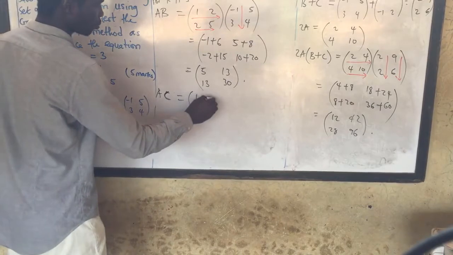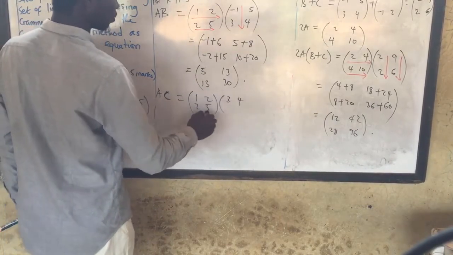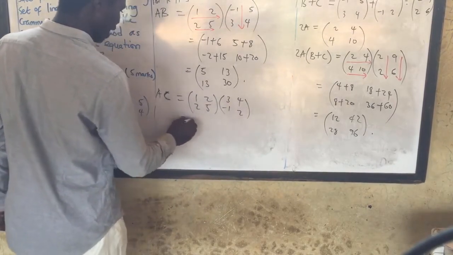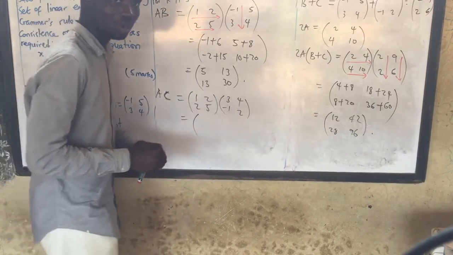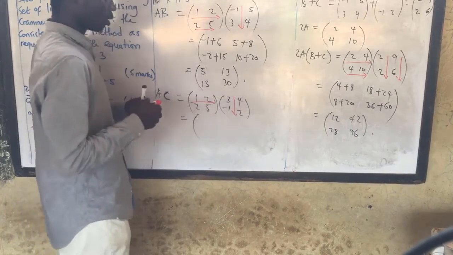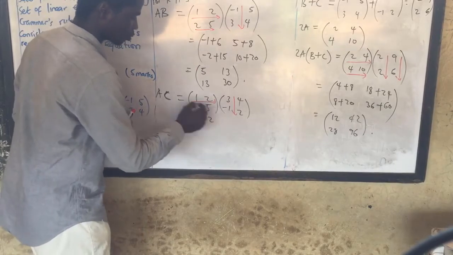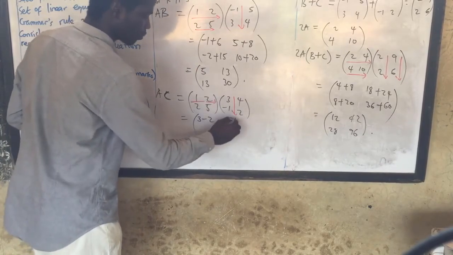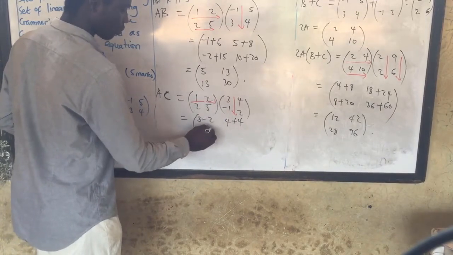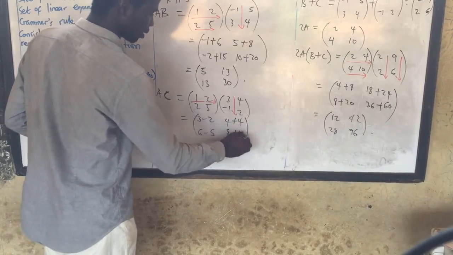AC is also 1, 2, 2, 5. Multiply by C, which is what? 3, 4. Minus 1, 2. I'll multiply as well, the same way. Come row against column. This one will come this way. 1 times 3, 3. 2 times minus 1, minus 2. 1 times 4, 4. 2 times 2, 4. 2 times 5. 2 times 3, 6. 5 times minus 1, minus 5. 2 times 4, 8. 5 times 2, 10.